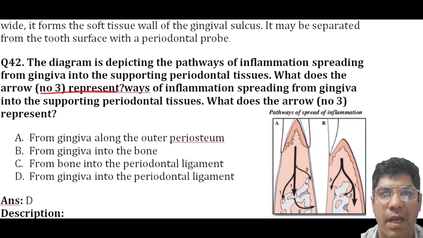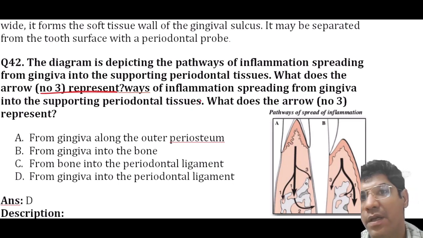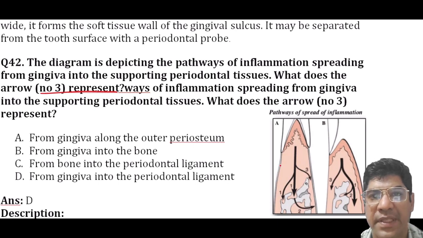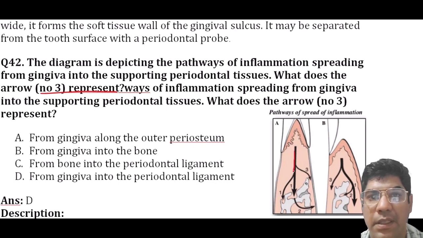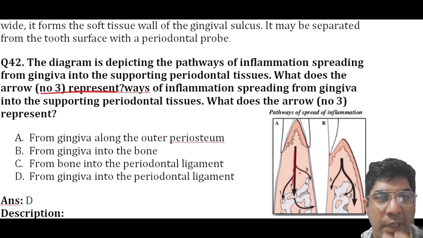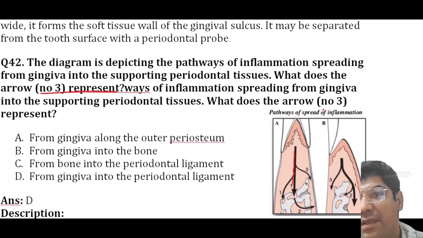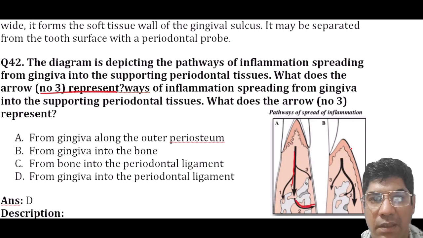So arrow 1 represents the pathway that begins in the gingiva and then spreads to the supporting structure of the tooth. It moves to the loose connective tissue and then enters the bone through the tiny channels. Figure B2 represents the inflammation that begins in the gingiva and travels along the outer surface of bone.